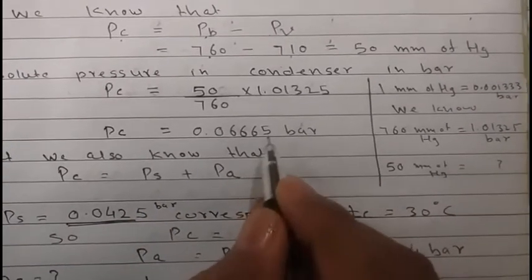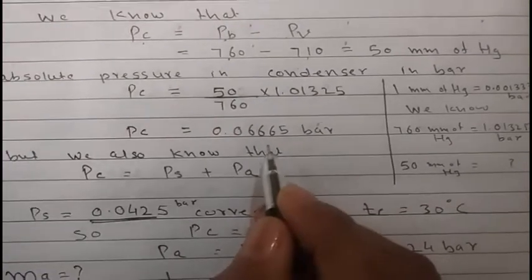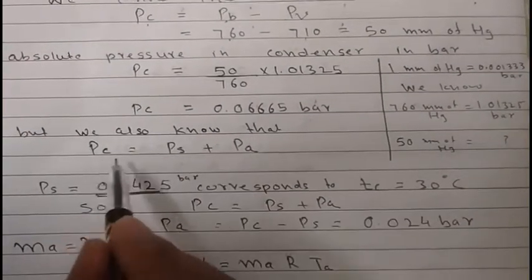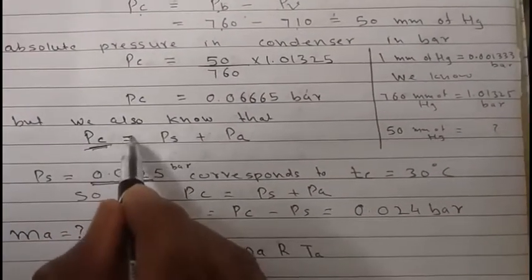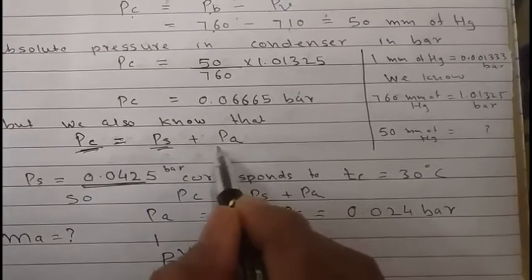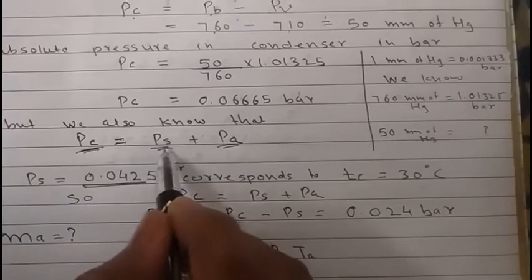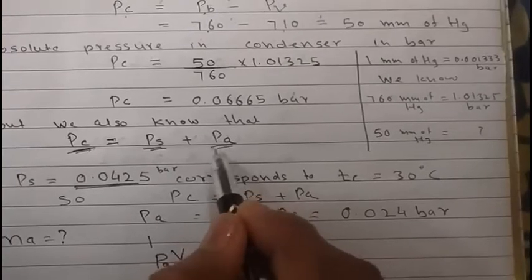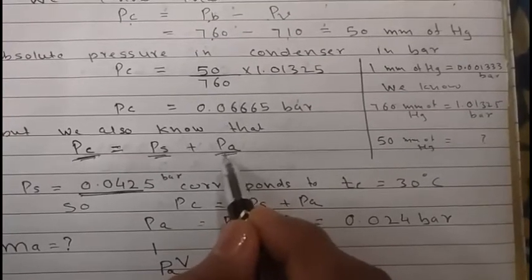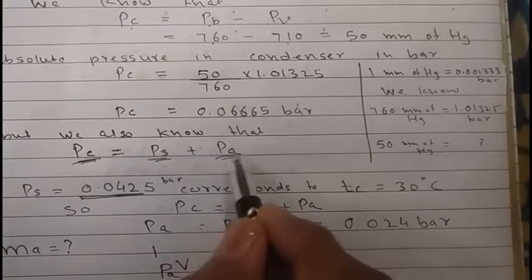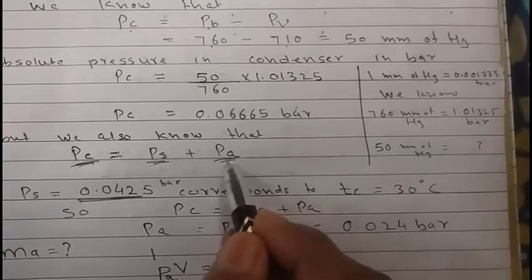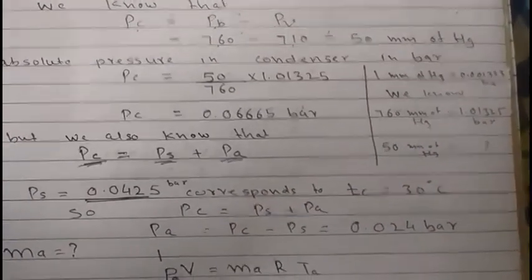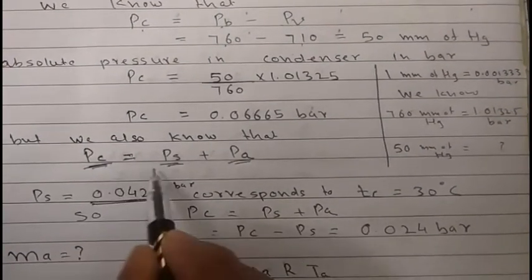This absolute pressure will consist of partial pressure of the steam and partial pressure of the air. Okay, this is written here. This absolute pressure is actually a sum of partial pressure of steam and partial pressure of air, because inside the condenser there is steam which is coming from the turbine, and there can be a partial amount of air present inside the condenser due to some leakage, which is undesirable. Ideally it should not be there, but due to some leakage there may be some air present inside the condenser. Now we know that Pc is equal to Ps plus Pa.